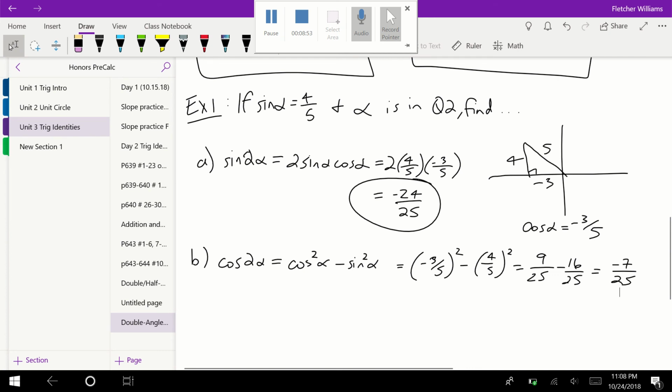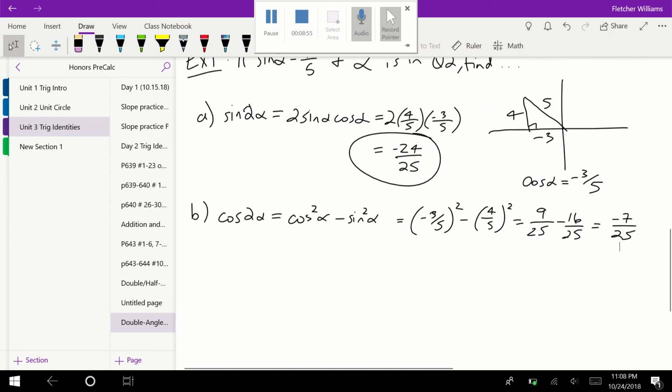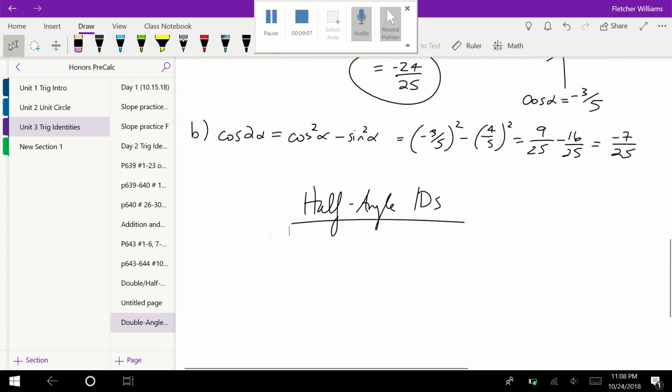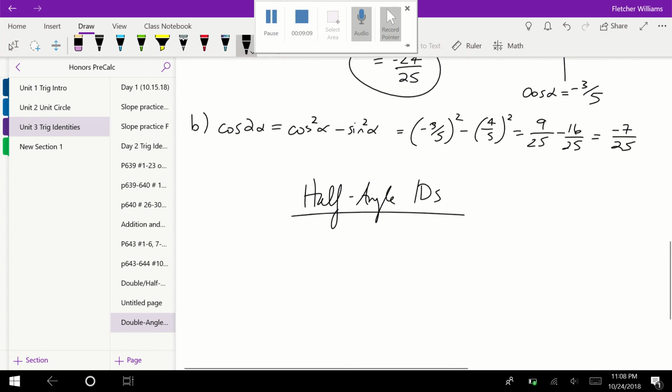Okay. So now what we're going to do is we're going to prove the half angle identities. So we want sine of theta over 2 and cosine of theta over 2. Well, we're going to use our cosine double angle identity. So we know that cosine of 2 theta is equal to 1 minus 2 sine squared of theta.